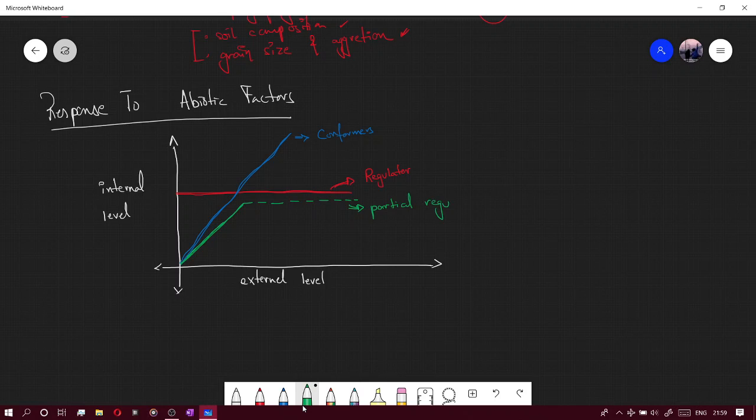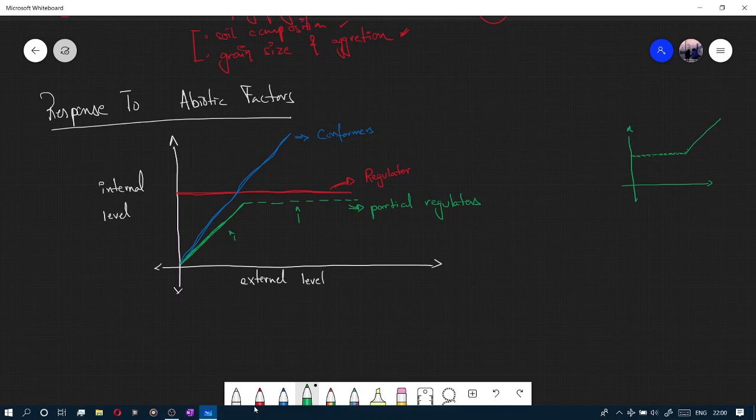The thing with partial regulators is that they are supposed to regulate as long as it is possible for them to regulate, and then only conform to the environment. But as per the graph, it is showing that first it is conforming and then it is regulating, and I think this is the wrong part. As per me, the correct form of the graph would be something like this. At first the organism is trying to regulate, that is, its internal environment is kept stable, but when it cannot, it conforms.